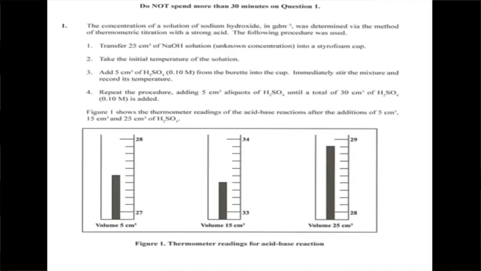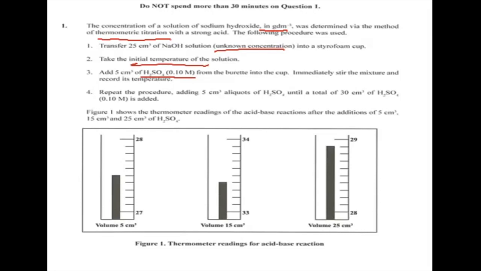So typical question one from CXC Chemistry. It's a data analysis question. So in this one, we're given a question as usual, worth 25 marks. The concentration of a solution of sodium hydroxide in grams per dm cube was determined via the thermometric titration with a strong acid. The following procedure was used. Transfer 25 cm cube of sodium hydroxide solution of unknown concentration into a styrofoam cup. Take the initial temperature of the solution, then add 5 cm cube of sulfuric acid. The concentration of the sulfuric acid is 0.1 moles per dm cube.